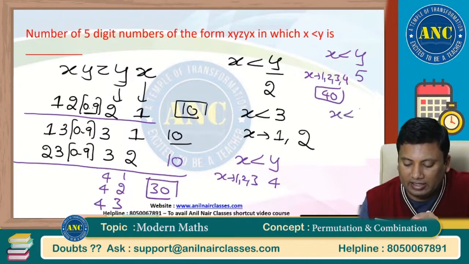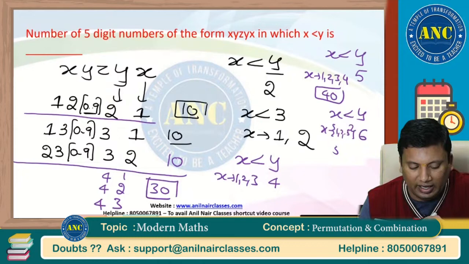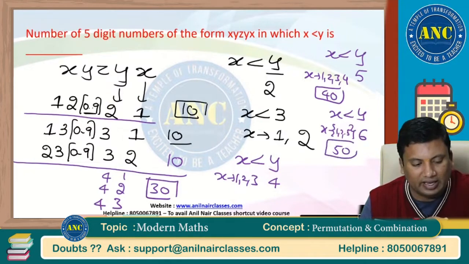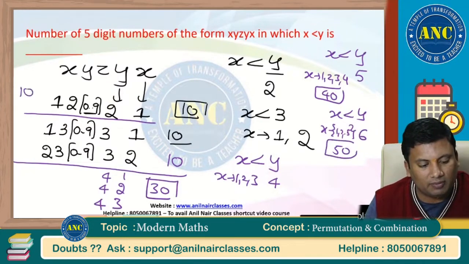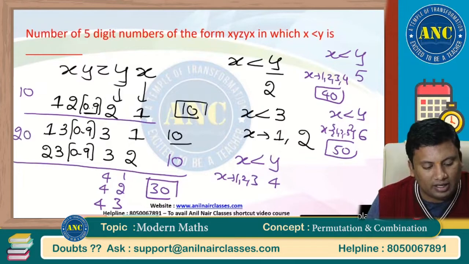Again, x is less than y. If y is 6, again x will take 1, 2, 3, 4, 5. Again I will get 50 cases. That means the first one I am getting 10, next one 20, next one 30.